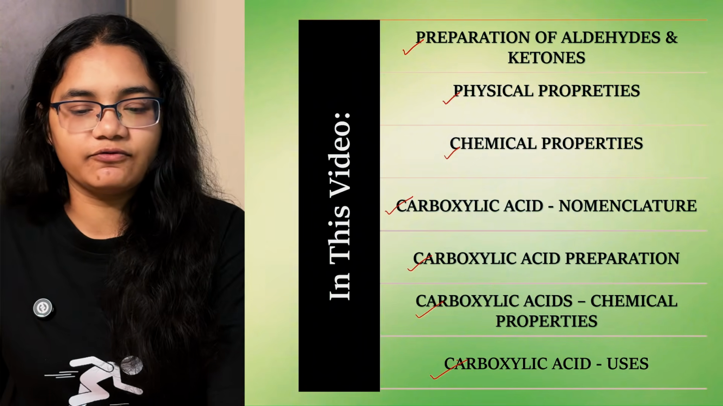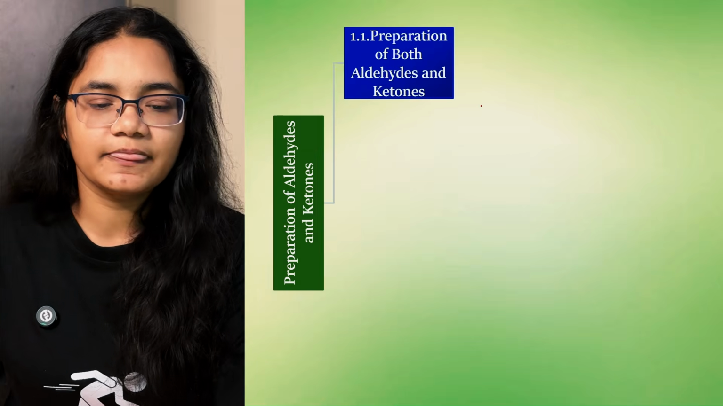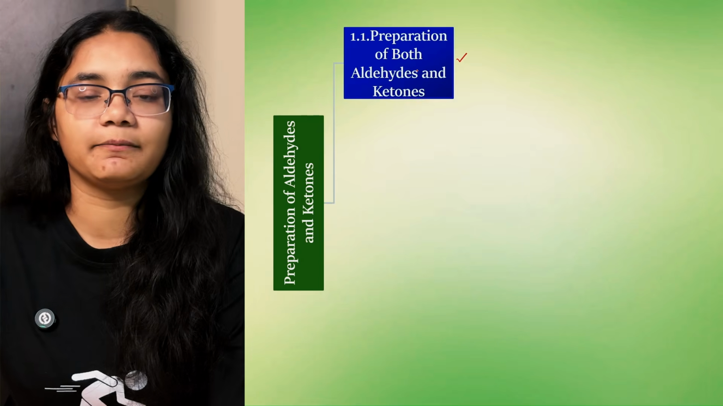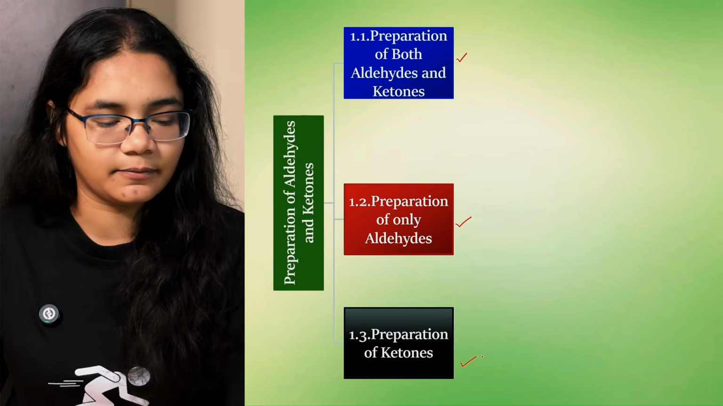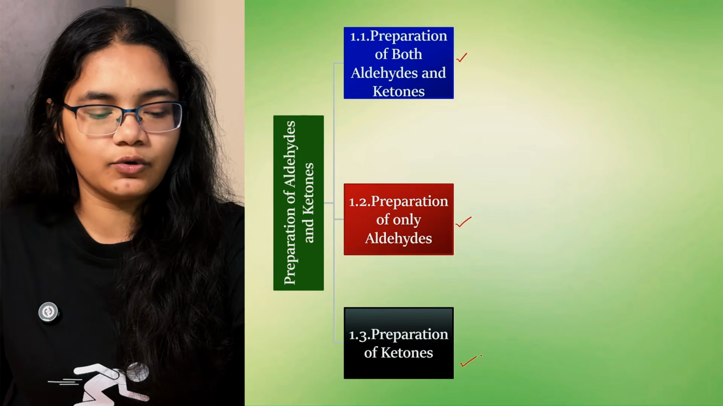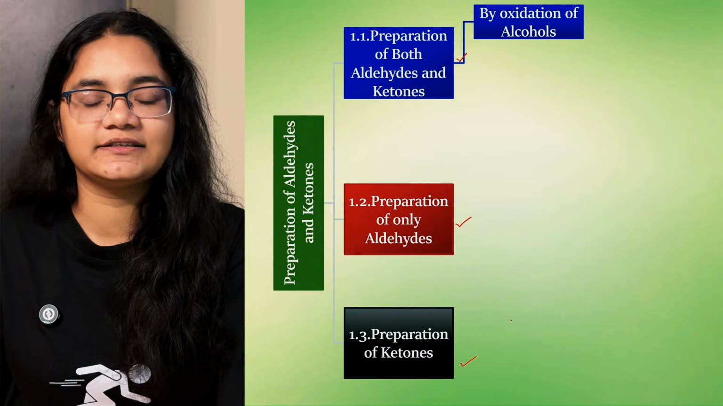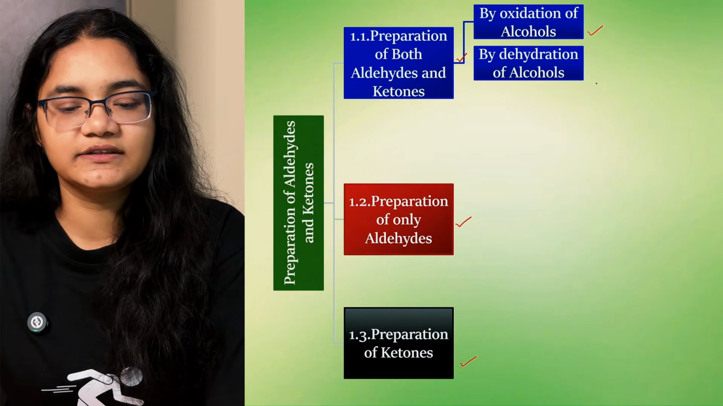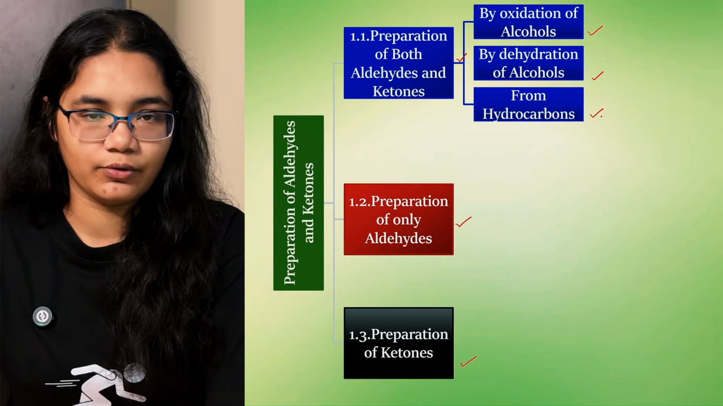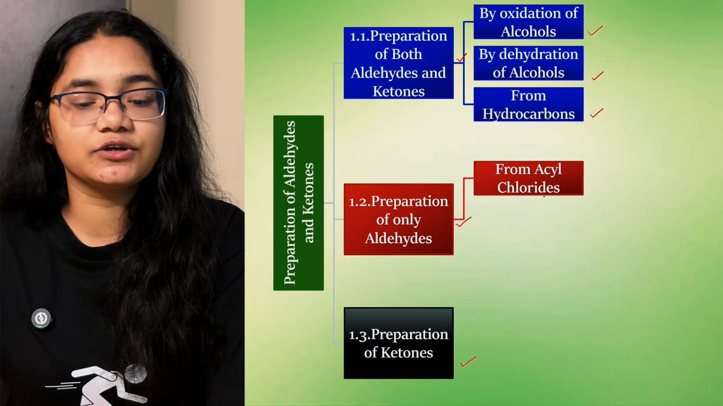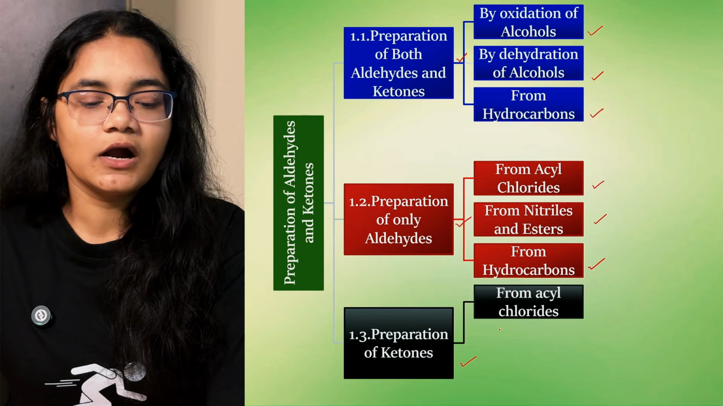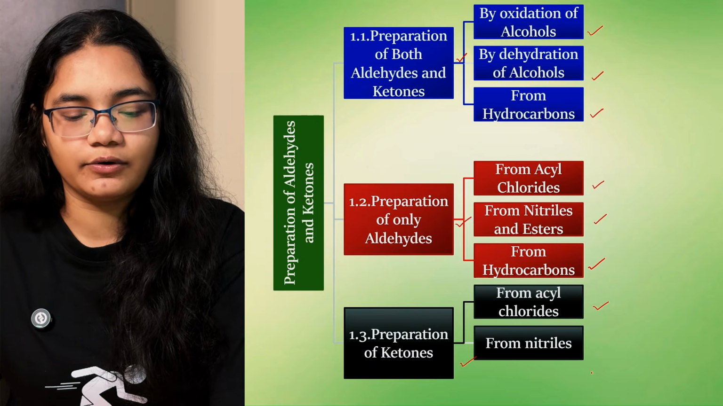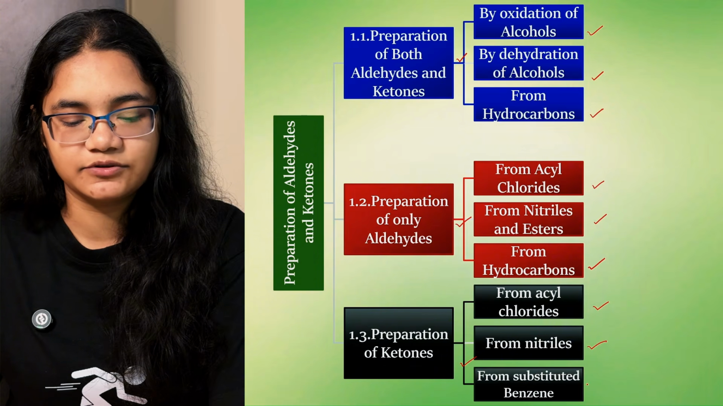Okay, so first of all, let's talk about the preparation. The entire preparation part is divided into three categories. The first one is those reactions by which we can prepare both aldehydes and ketones. The second one is for the preparation of only aldehydes, and the third one is for the preparation of only ketones. Now for the preparation of both aldehydes and ketones, we have oxidation of alcohols, dehydration of alcohols and from hydrocarbons. For the preparation of only aldehydes, I have from acyl chlorides, from nitriles and esters and from hydrocarbons. Next, in the preparation of ketones, we have from acyl chlorides, from nitriles and from substituted benzene.